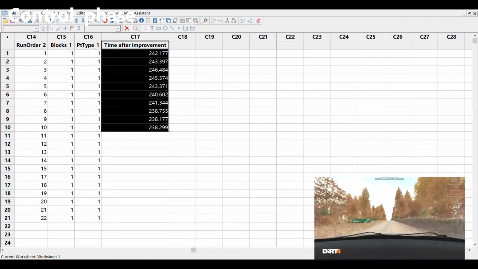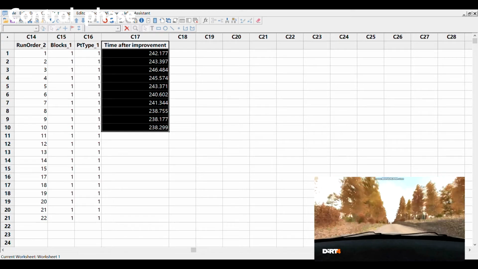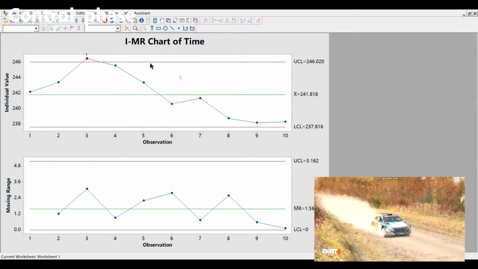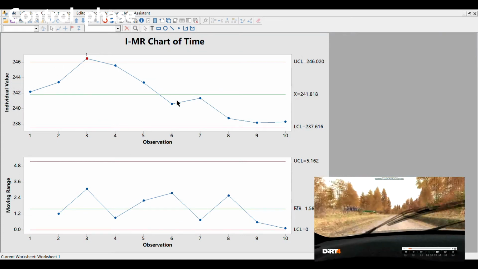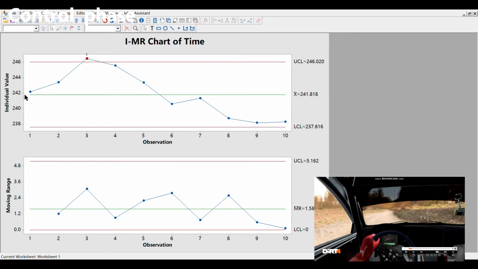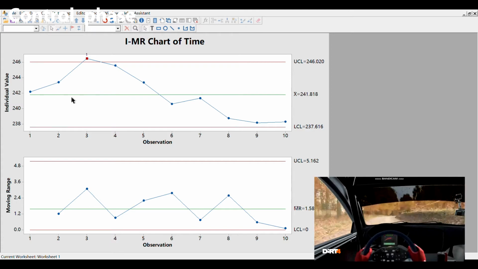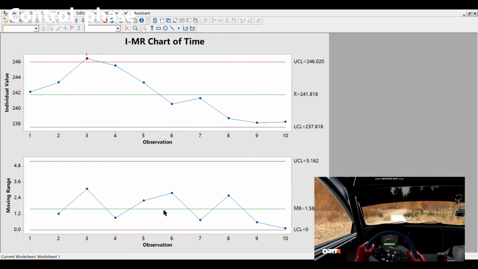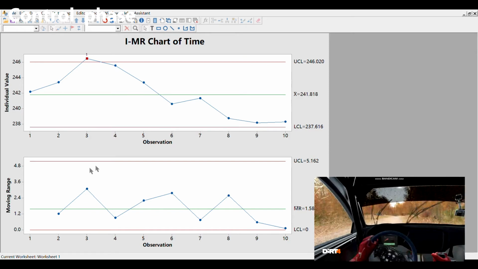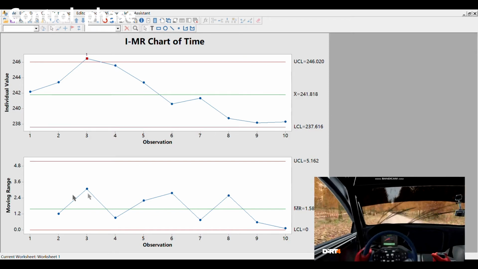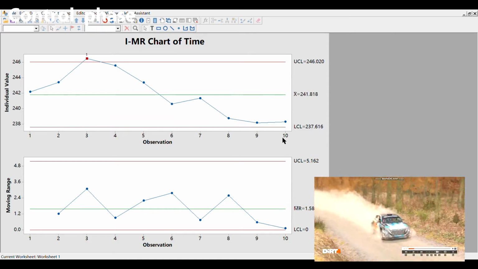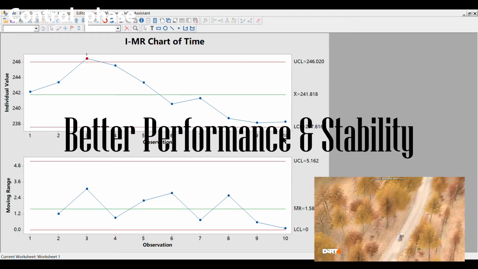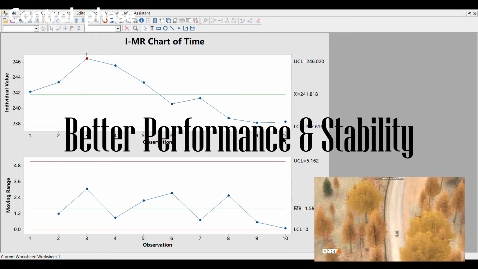With these results, we drew a control chart to evaluate the effect of improvement. Look at the great change we have made. The mean time decreased to 4 minutes and 1 second. In the individual value chart, most points are within the control limit, and in the moving range chart, all points are within the control limit. Finally, we can conclude that after improvement, both performance and stability of the racing are better.